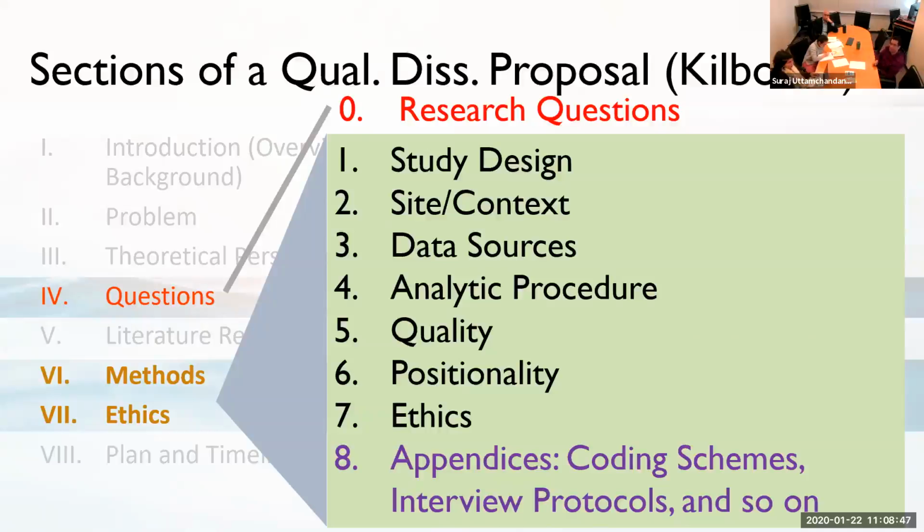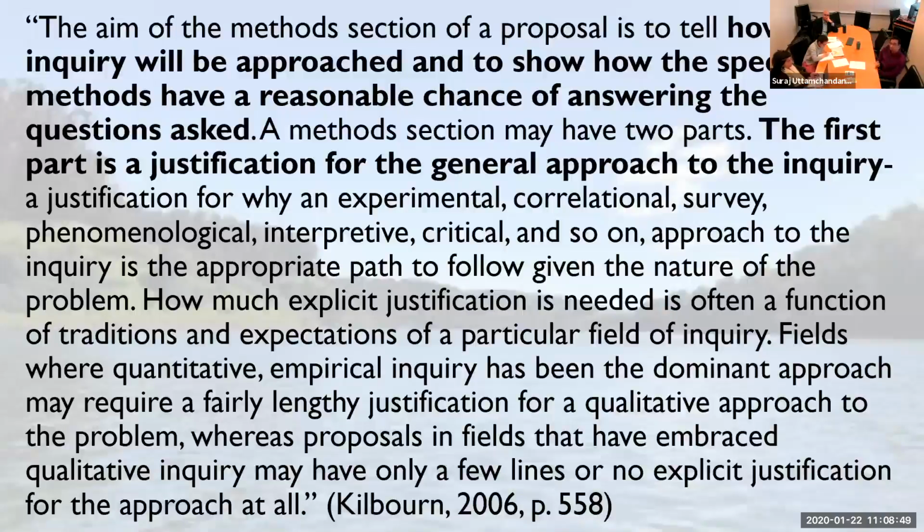Makes sense. Here are some extended quotes from Kilbourne. So the aim of the method section of a proposal is to tell how the inquiry will be approached and to show how the specific methods have a reasonable chance of answering the questions asked. A method section may have two parts. The first part is a justification for the general approach to the inquiry, for why an experimental, correlational, survey, phenomenological, interpretive, critical, and so on approach to the inquiry is the appropriate path to follow, given the nature of the problem. How much explicit justification is needed is often a function of traditions and expectations of a particular field of inquiry.